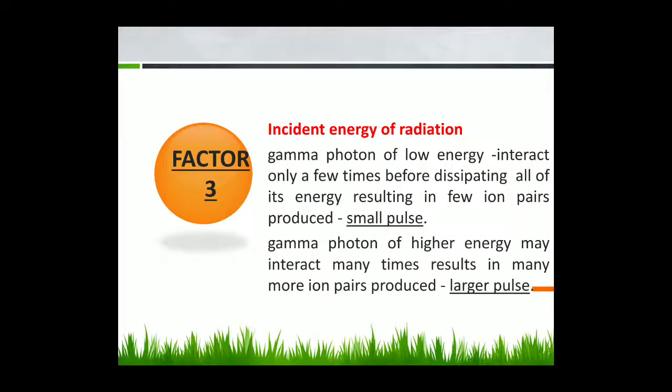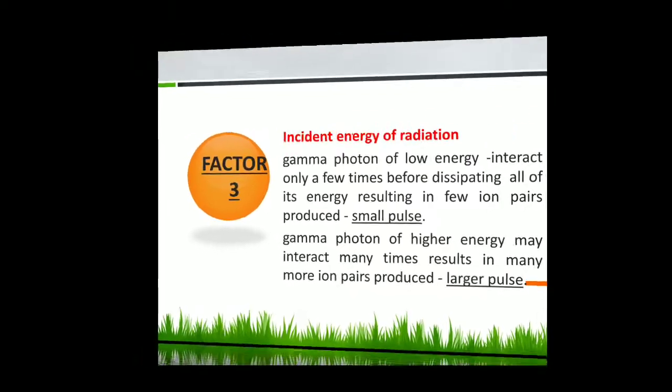Factor 3 is the incident energy of the radiation. What type of radiation is entering the detector? If it is a gamma photon of low energy, then very few times it will interact before dissipating all of its energy. So that will result in a few ion pairs, and the pulse size will be small. On the other hand, if a gamma photon of high energy enters the detector, it will interact many times. So the pulse will be larger because it will produce more ion pairs.